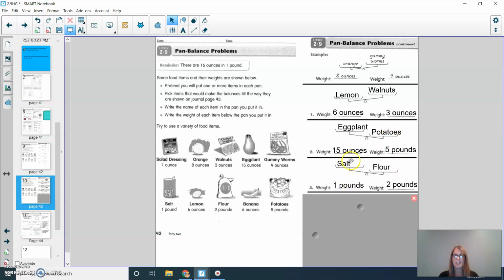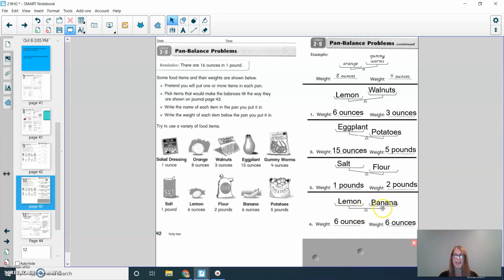Then I had salt, which was 1 pound, and flour, which was 2 pounds. And for my last one, I picked lemon and bananas, and those were each 6 ounces. And again, you maybe have very different answers than me, and that's okay, as long as your scales are showing the correct weight, the correct way.